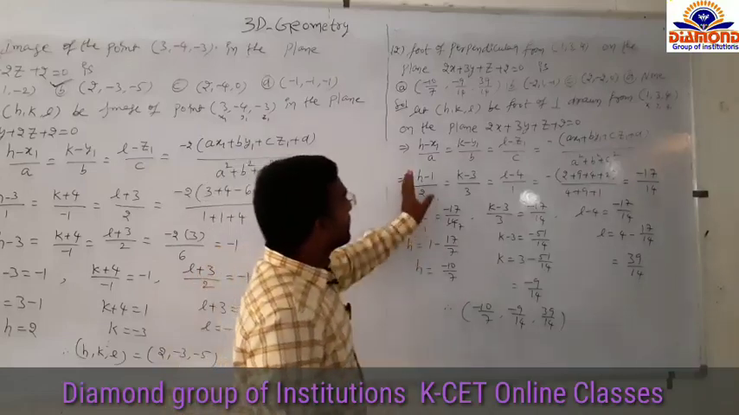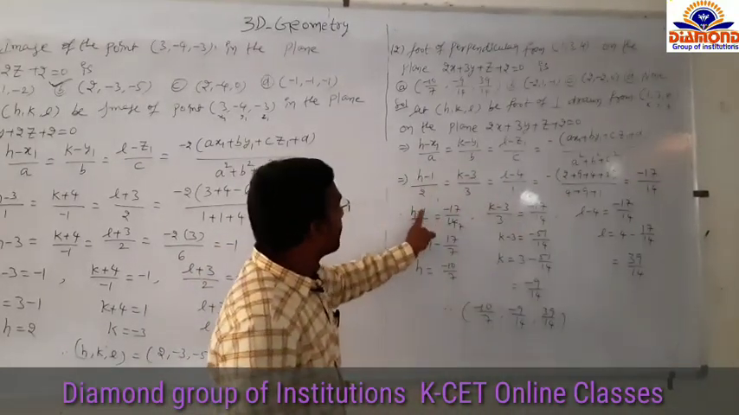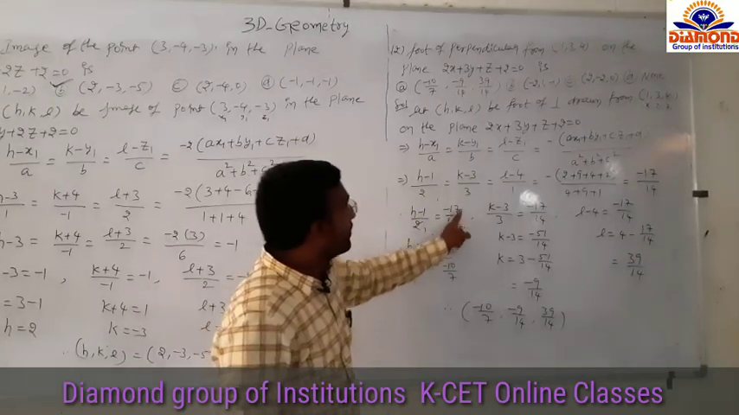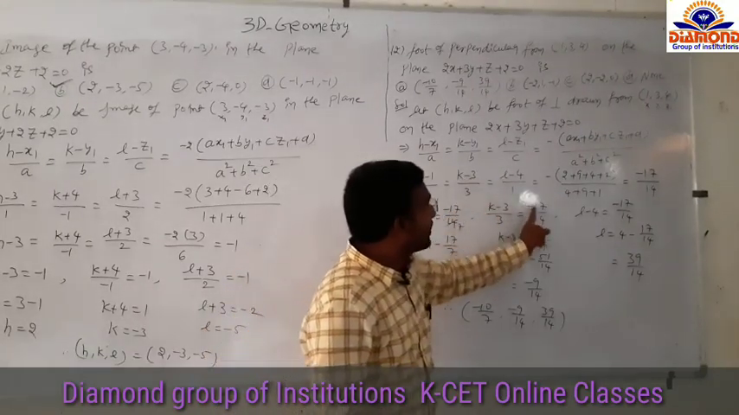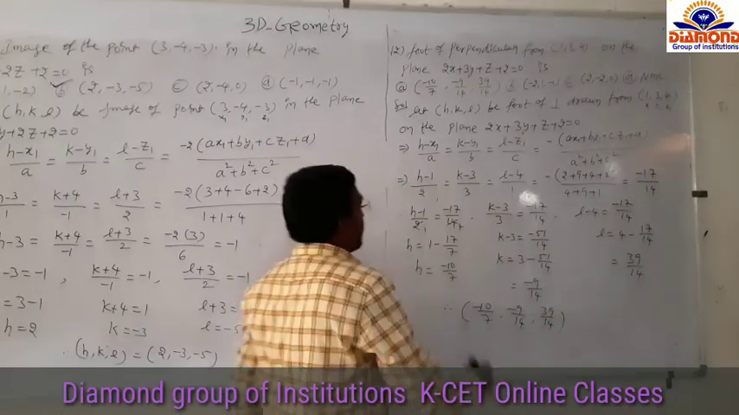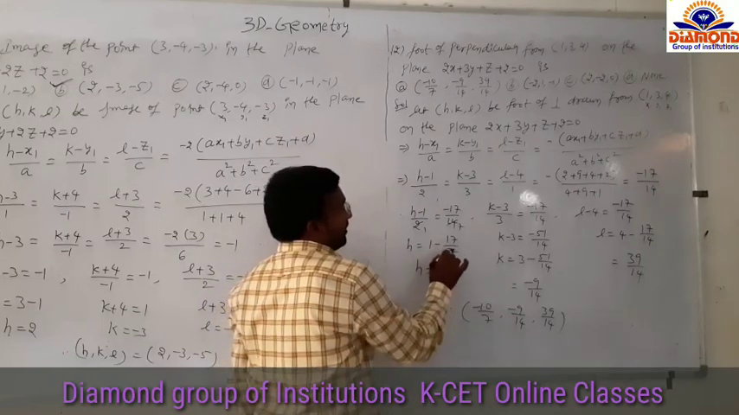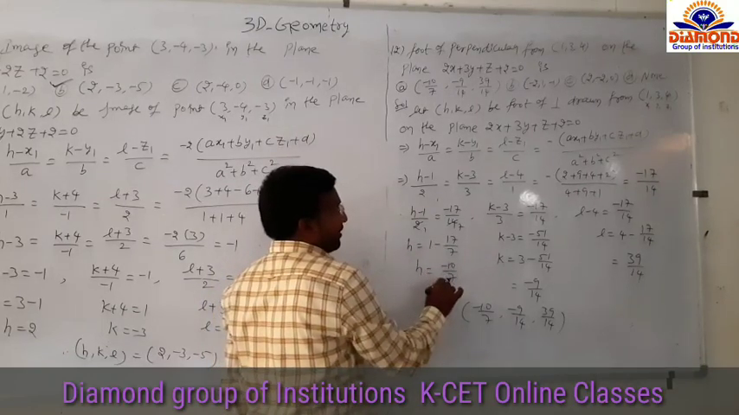Next, equate each term to minus 17 by 14. So, h minus 1 by 2 equals minus 17 by 14, k minus 3 by 3 equals minus 17 by 14, L minus 4 equals minus 17 by 14. Next, here 2 1 2 7 h equals what? 1 minus 17 by 7. So, h equals minus 10 by 7.